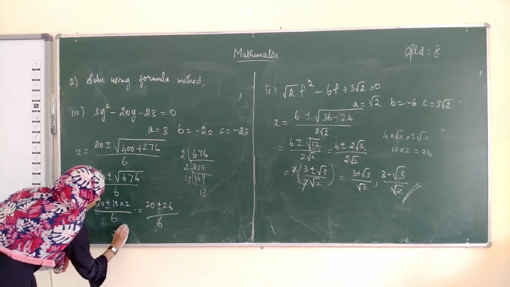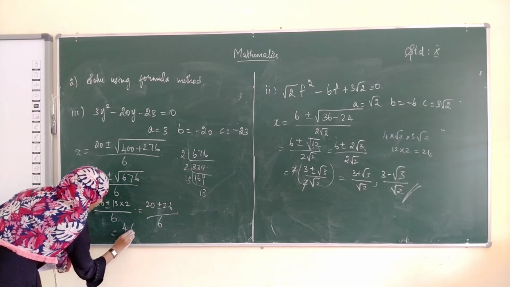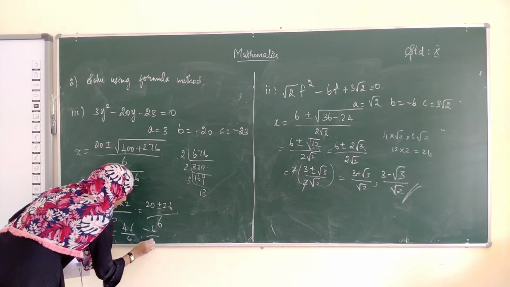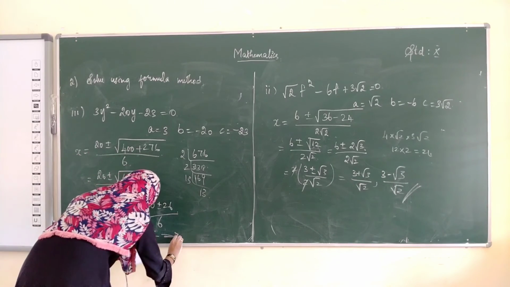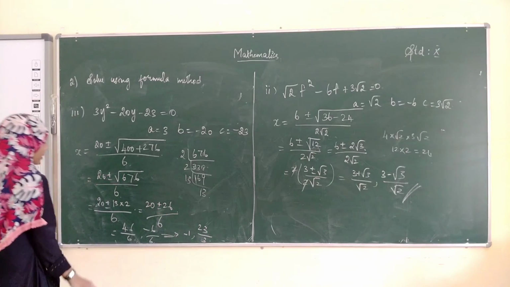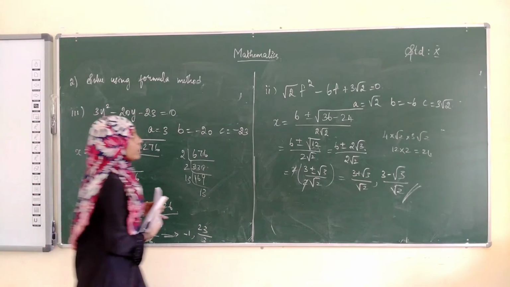What's the answer? 22 plus 26 is 48 divided by 6, and 22 minus 26 is minus 4 divided by 6. Therefore, the answer is minus 1 comma 23 divided by 3.